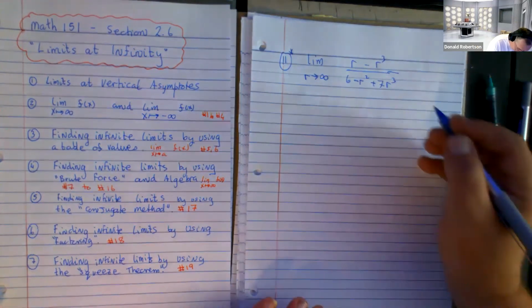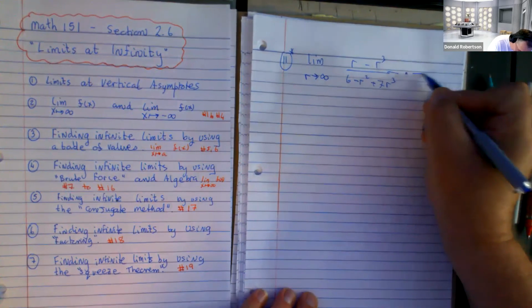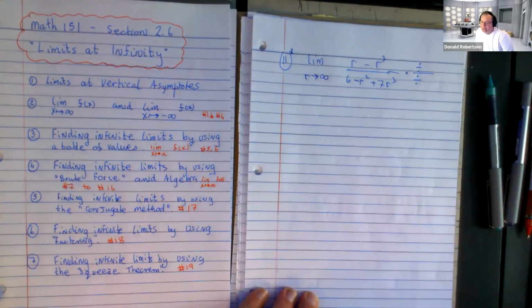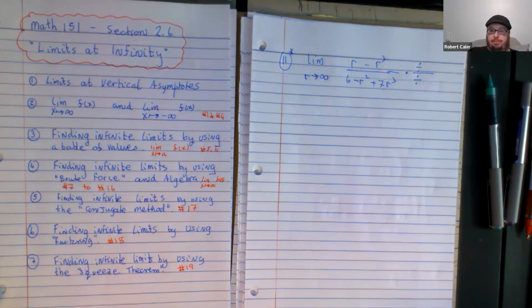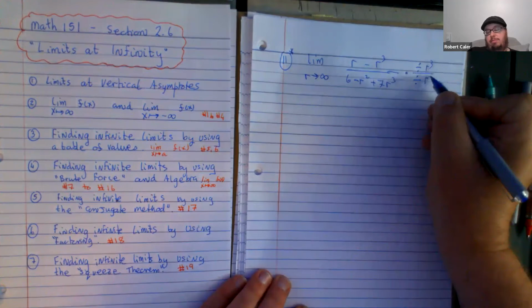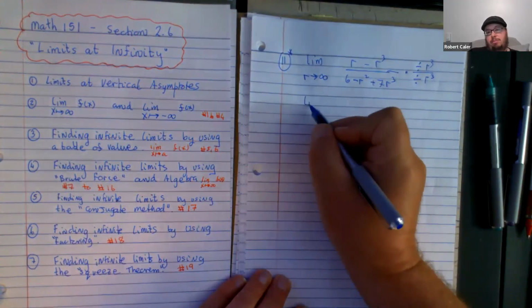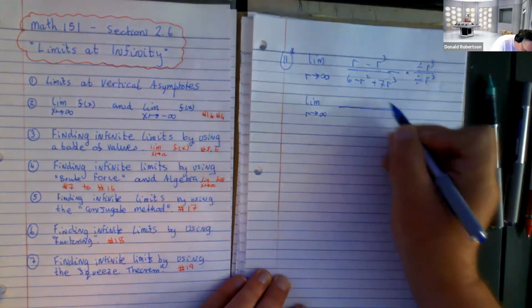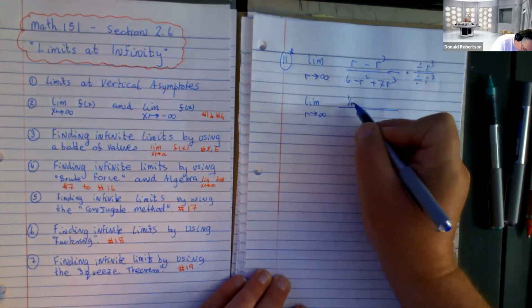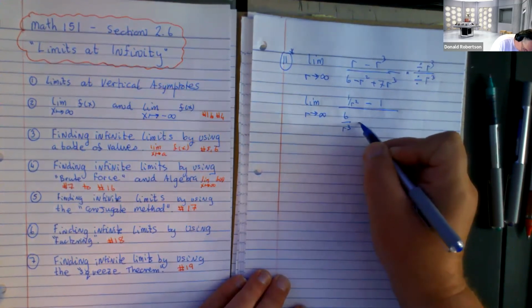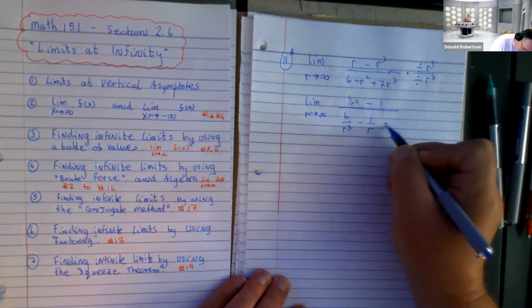What would you do this time? R cubed. Agreed. And divide that by R cubed. The next one by R cubed. The first one on the bottom by R cubed. The middle one and the last one.